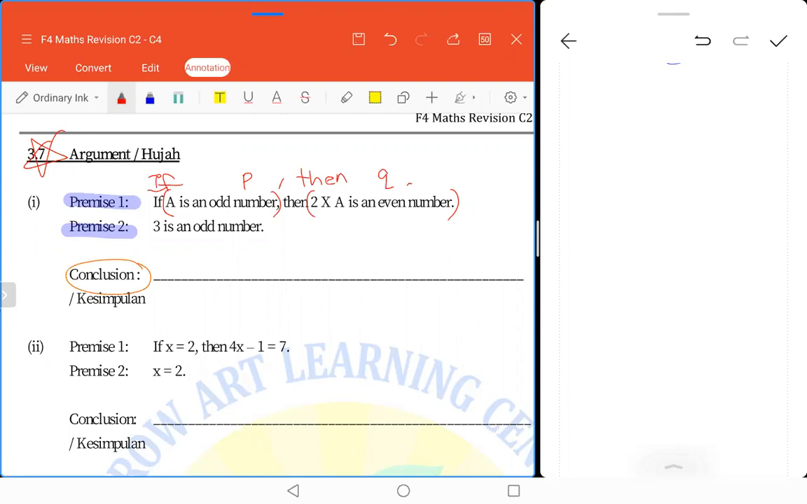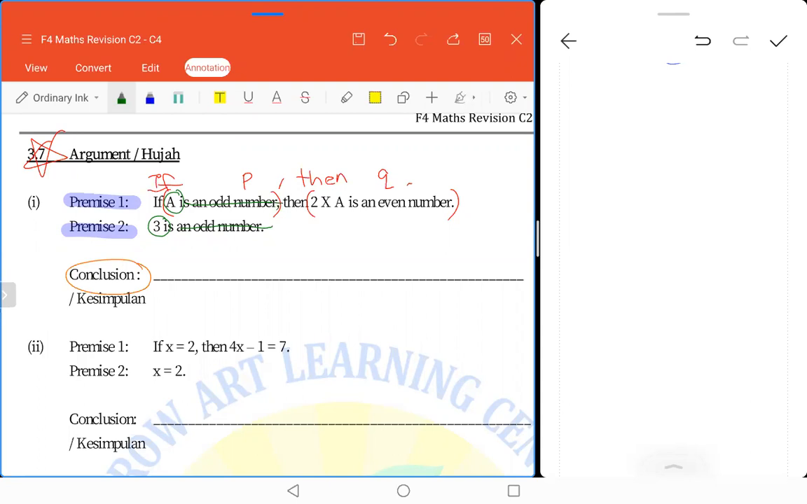Premise 2, so given 3 is an odd number. 3 is an odd number, so it's repeating the sentence P, right? Okay, let me show you here. Is an odd number. Is an odd number. Those repeated, we can just cancel it off. So now you will see A is actually the number 3.